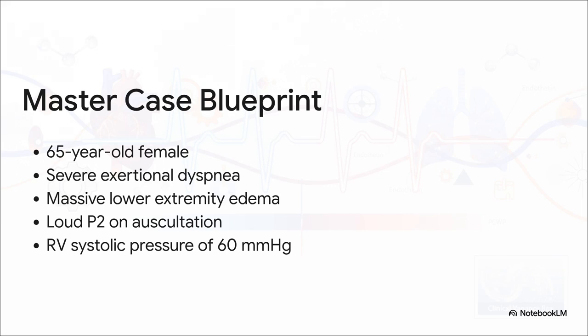Imagine the structural blueprint for a 65-year-old female presenting with severe exertional dyspnea, massive lower extremity edema, and a distinctly loud P2 on auscultation. You get an echocardiogram, and it estimates a frankly terrifying right ventricular systolic pressure of 60 millimeters of mercury. She is in florid right heart failure. So the absolutely critical diagnostic question is, why?